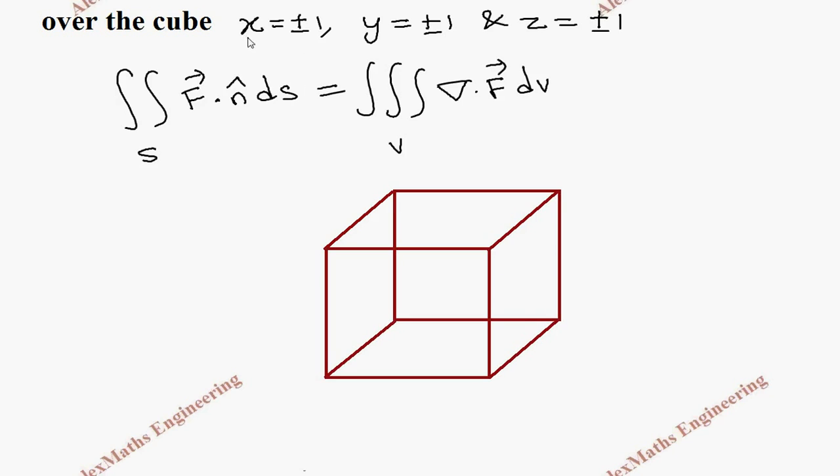And our equations are x is plus or minus 1. So our axis should be somewhere in the middle so that it satisfies the given boundary. So our axis is like this. Now we name this as x, y, and z, and there is a unit vector i cap along the x, j cap along the y, and k cap along the z.